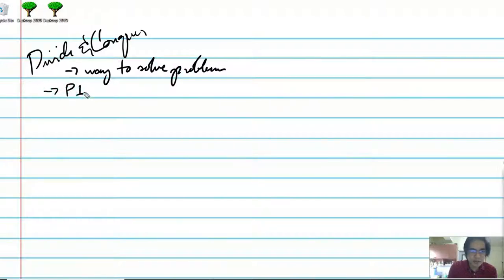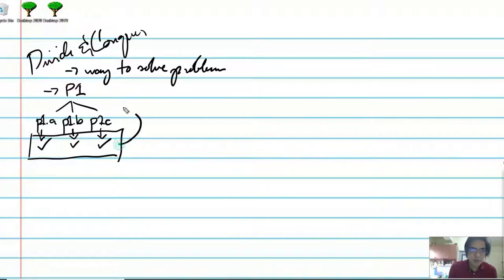So divide and conquer is a way to solve problems. In the realm of CS, when we have a problem, say for example problem 1, divide and conquer would mean trying to divide this problem into sub-problems, so P1A, P1B, P1C, and then the intuition is once we solve these smaller problems, you just combine them together, and the combination of those small solutions would solve the bigger problem too.